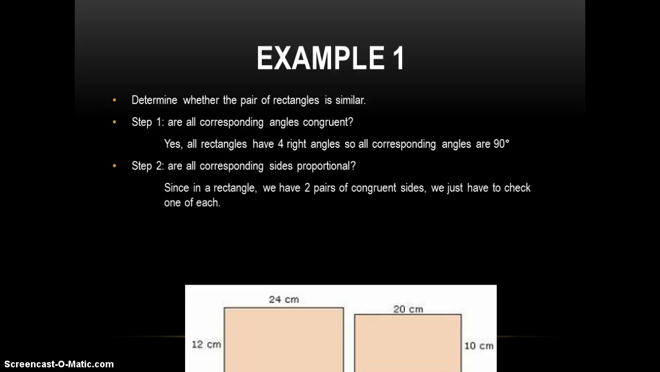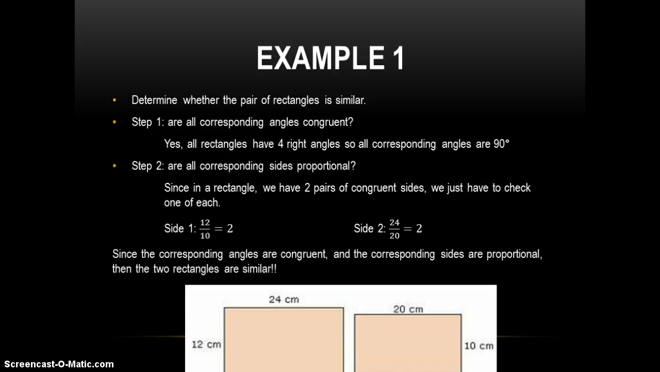Since in a rectangle we have 2 pairs of congruent sides, we just have to check one of each. So we have side 1, which is 12/10 equals 2, and side 2, which is 24/20 equals 2. Since the corresponding angles are congruent and the corresponding sides are proportional, then the two rectangles are similar.